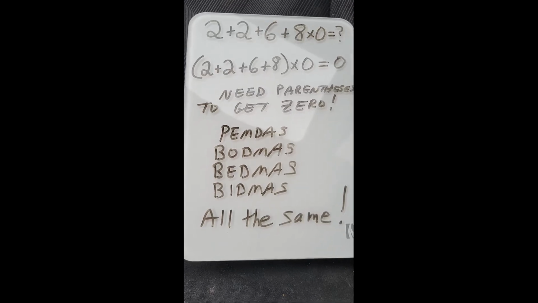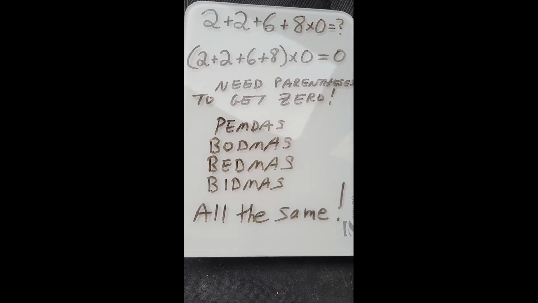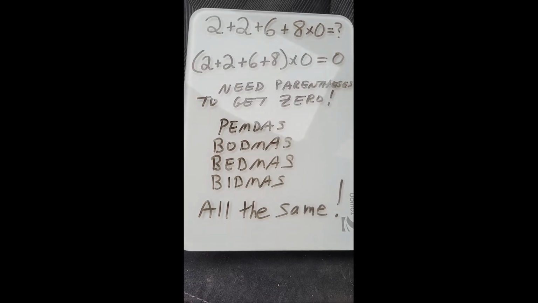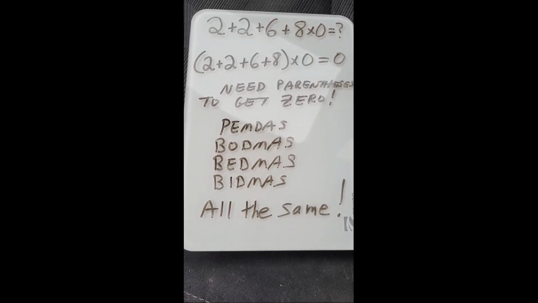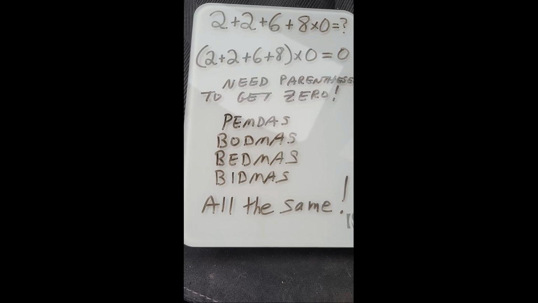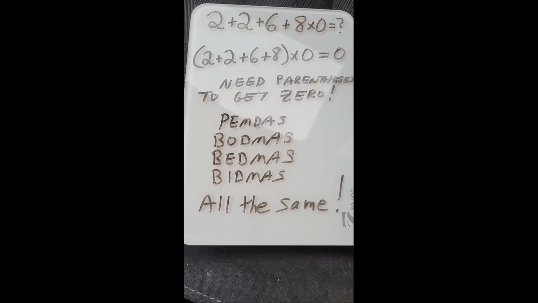A lot of people are getting this one wrong and giving an answer of 0 because they're just blindly solving left to right. What they don't realize is that you need parentheses in order to get 0. You'd have to have parentheses around 2 plus 2 plus 6 plus 8, and then add that all together, and then multiply it by 0 to get 0.